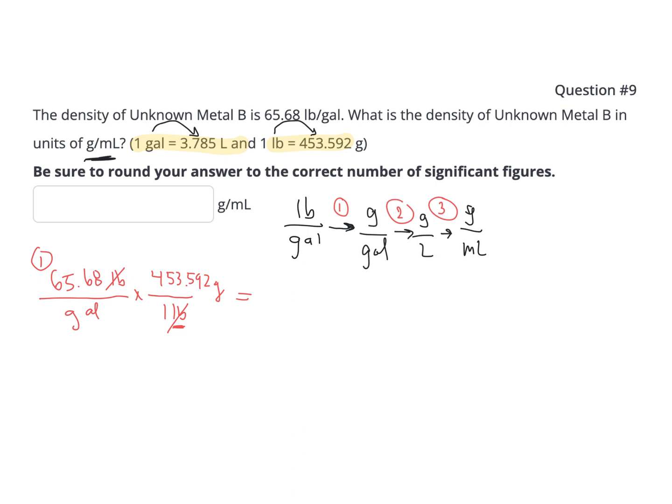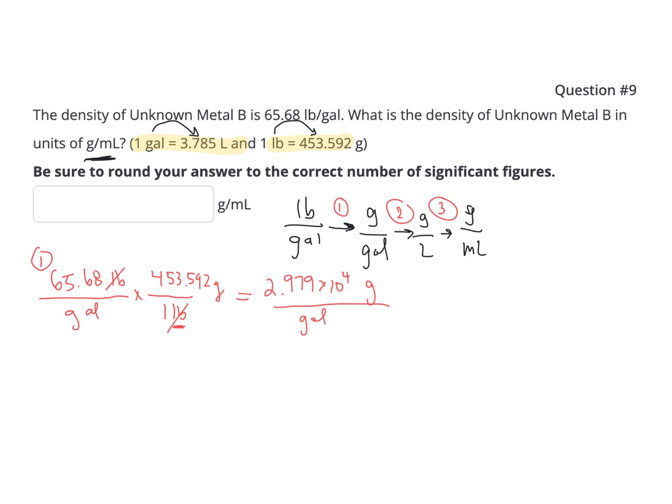And 65.68 times 453.592, right? Get a pretty large number. I get something like 2.979 times 10 to the 4. Take a look at our units. What units are left? Grams per gallon.